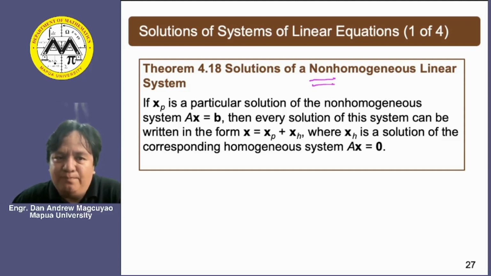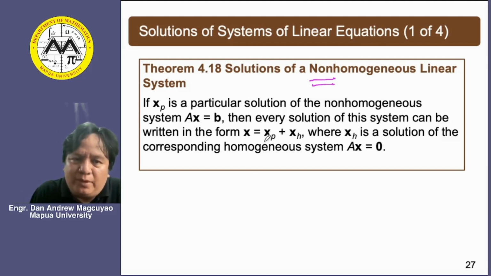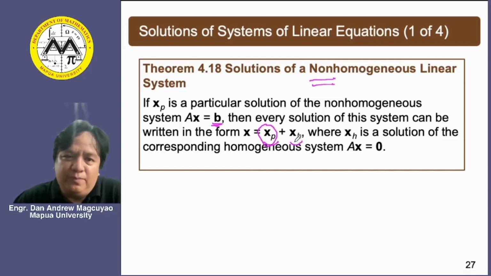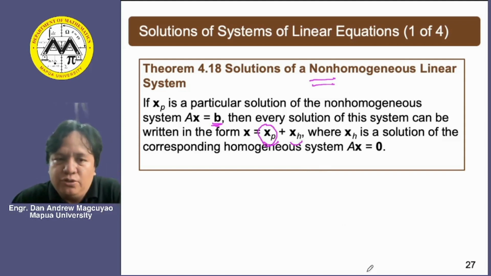If x sub p is a particular solution of the non-homogeneous system Ax equals b, then every solution of this system can be written in the form x equals the particular solution plus x sub h, which is the solution to the corresponding homogeneous system. The particular solution is particular for the constant b, and x sub h would be your homogeneous system solution. You would be using this for your differential equations.